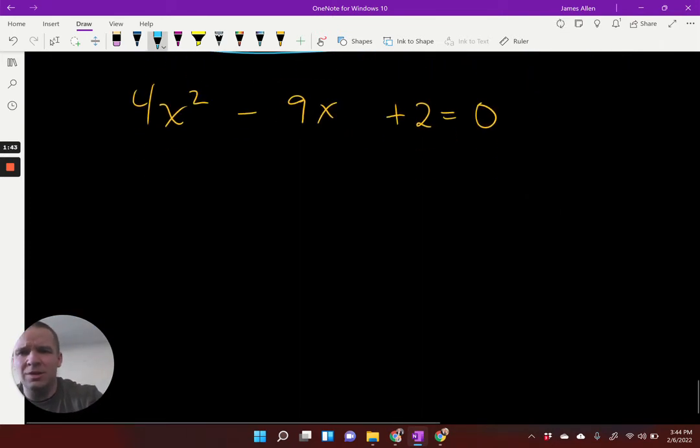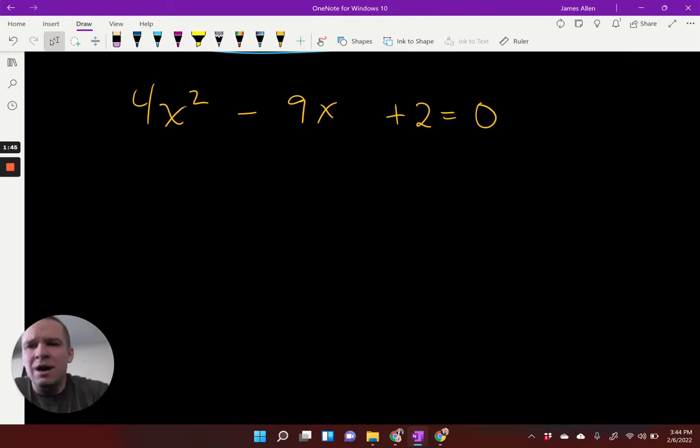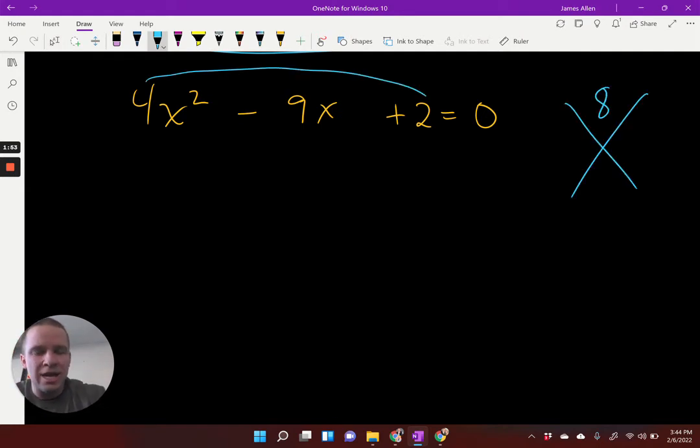All right, let's try one more. Let's do it. We'll do 2 in this one. We were moving quick. All right, I got 4x squared minus 9x plus 2. What the heck's going to happen here? Same idea. All right. 4 times 2, that's going to be 8. And I want to add to negative 9. That would be negative 8, and negative 1 would do the trick.